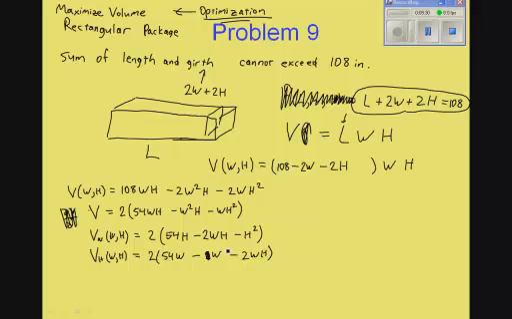W squared, yep. Thank you. W squared. Okay, so now we have the partials. And what's next?